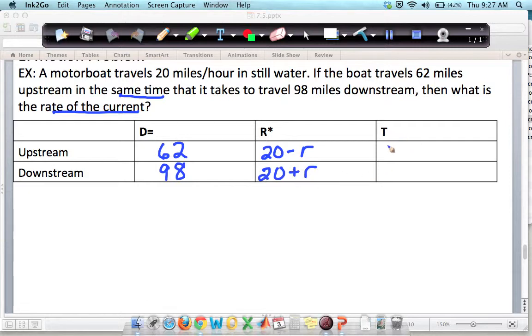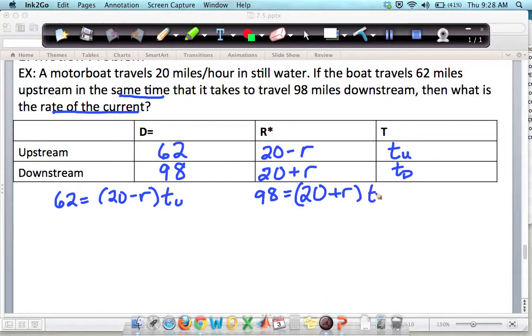And then I don't know the exact time. I do know it took the same time, but I'm just going to call this T upstream and T downstream. But these are actually the same times. I do know that. Okay, once I filled in my table, I'm going to write my two equations. 62 equals (20 minus r) times time. And then 98 equals (20 plus r) times time. So I just took what was in the table, distance equals rate times time, and I'm rewriting it down below.